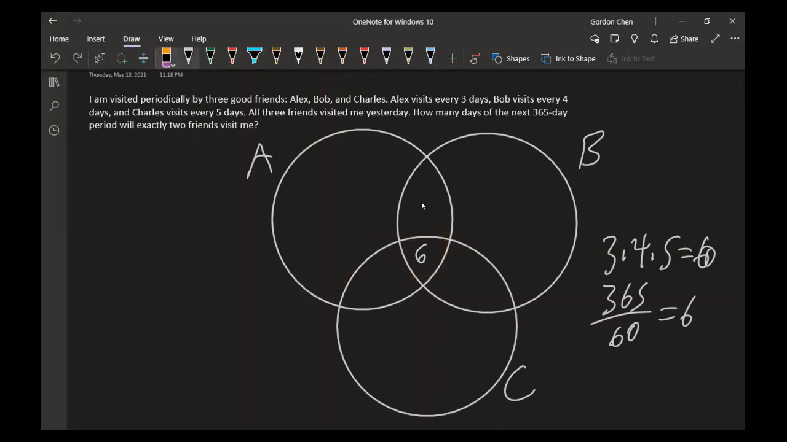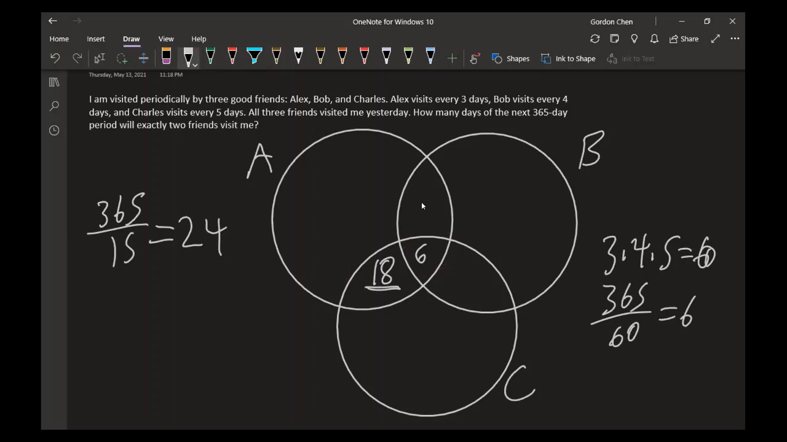So if we want to find this, that is Alex visits every 3 days and Charles visits every 5 days. So both of them visit every 15 days. So 365 divided by 15 is 24. This part in total is 24, and this is 6, so this part is 18.